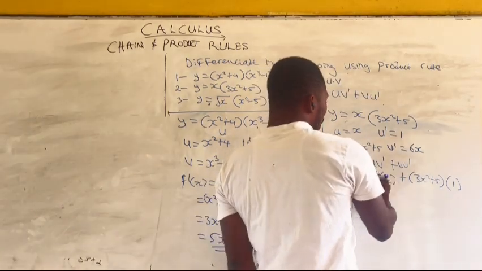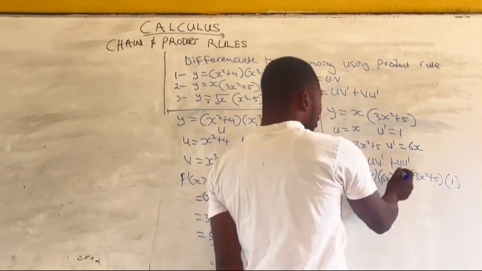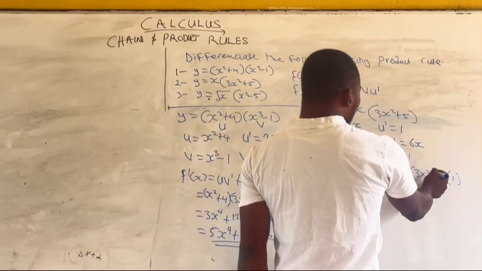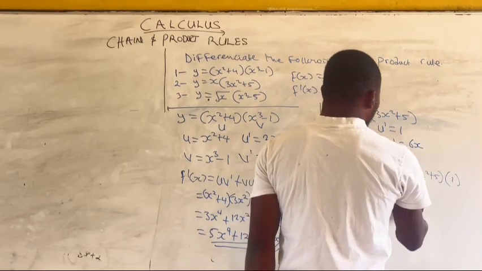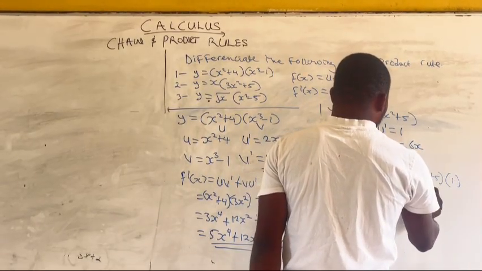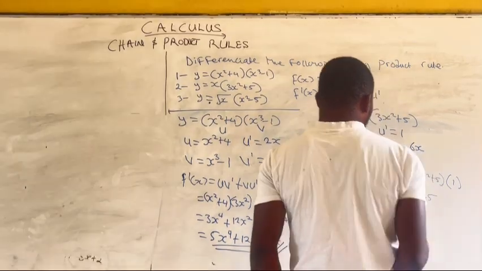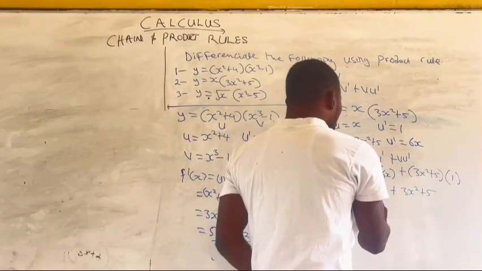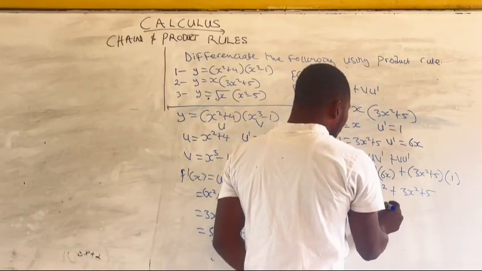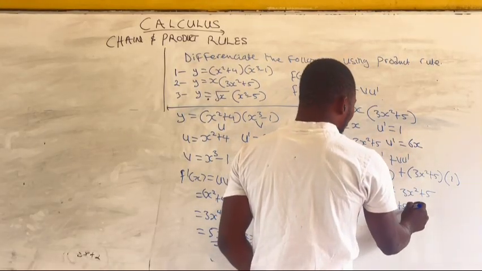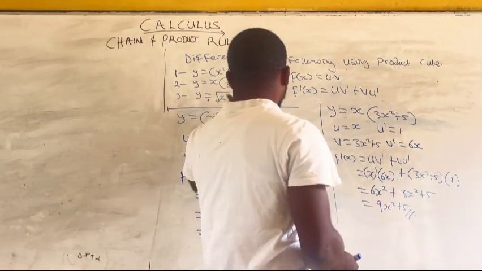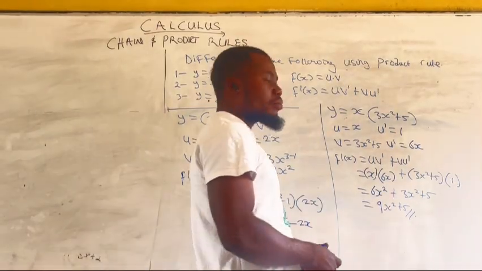From here, we expand it. x times 6x gives us 6x squared, plus 3x squared plus 5 multiplied by 1, which is still 3x squared plus 5. We have x squared terms, we can add them together. So 6 plus 3 gives us 9x squared plus 5. So this is the answer to question 2.